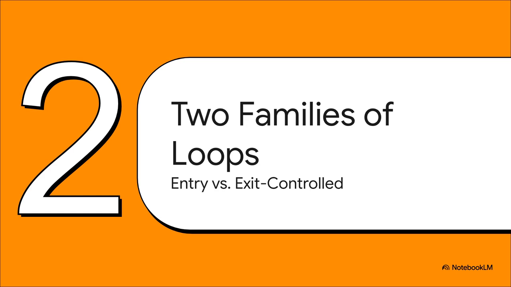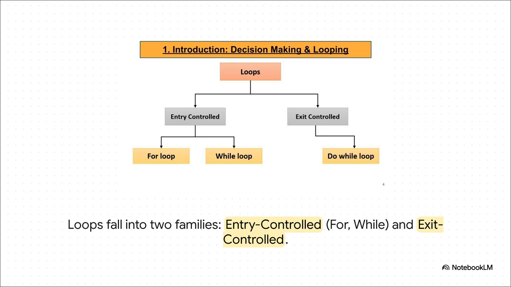Now, here's where it gets interesting. Not all loops are built the same. They basically fall into two major families, and the difference is super simple but absolutely crucial: entry-controlled versus exit-controlled. This little chart here lays it all out.